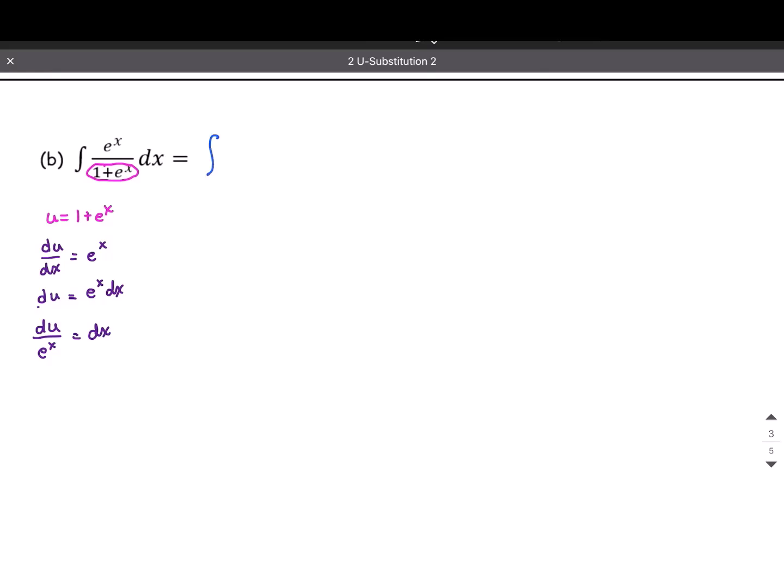We have the integral of e to the x over 1 plus e to the x. That's my u, times my dx is du over e to the x, and lo and behold, this e to the x is going to cancel out with that e to the x, and all I have is the integral of 1 over u du, and that's easy. What has a derivative of 1 over u? Well, that's the natural log of the absolute value of u plus c. What was my u? 1 plus e to the x.